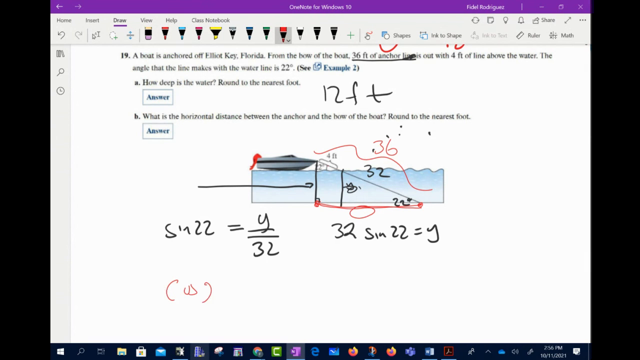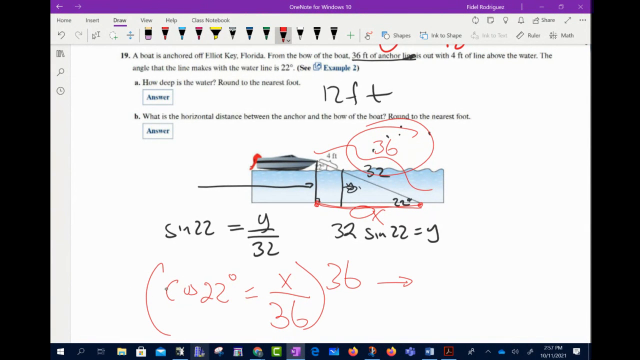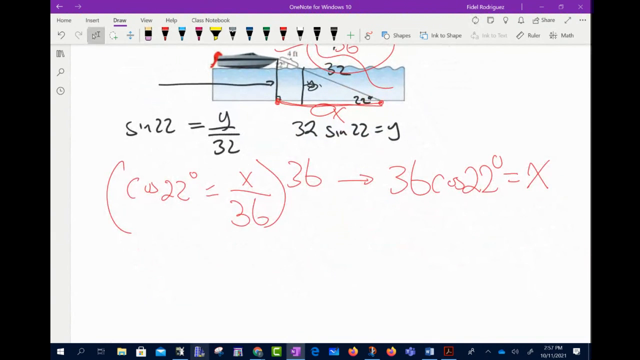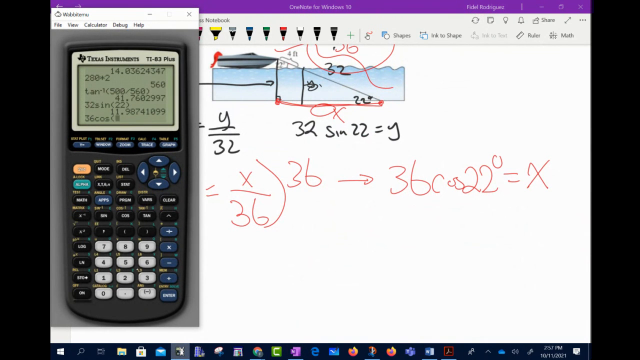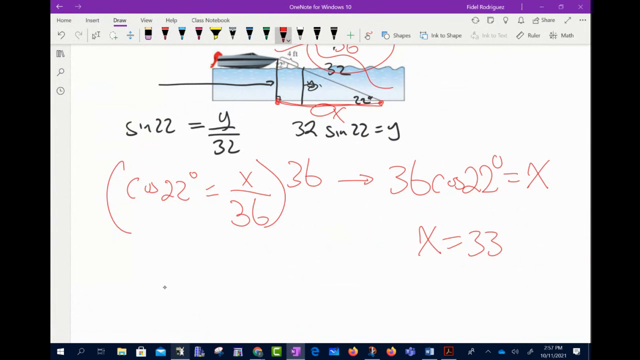What trig function could we use that describes the adjacent over the hypotenuse? Cosine, very good. So we know the cosine of 22 degrees is equal to the adjacent, I'm going to call that x, over the hypotenuse, but the whole hypotenuse is really how much? 36, good. So if we multiply both sides by 36, 36 times the cosine of 22 degrees is equal to my distance x. Pull up our calculator and go 36 cosine of 22 degrees. To the nearest foot, would you say 33 or 34? 33 feet, right?